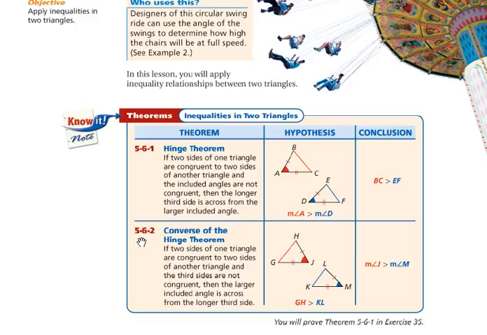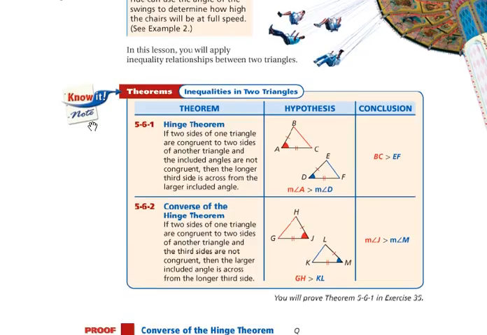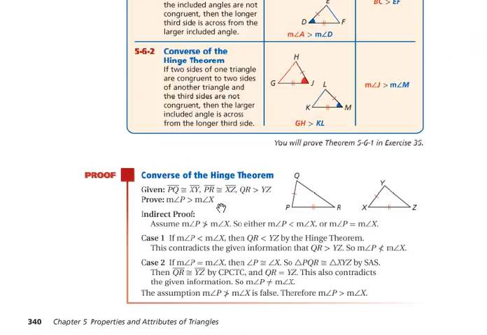And then, of course, we have a converse of that, Theorem 5.6.2. Again, we're talking about two congruent sides of two different triangles here. As you read through this, it says that the larger included angle is across from the longer third side. So now we're talking about these sides being across from these angles again. Again, maybe something that seems obvious if you think about the triangles, but it's put together in a theorem here. We have the proof of the converse of the hinge theorem right here.